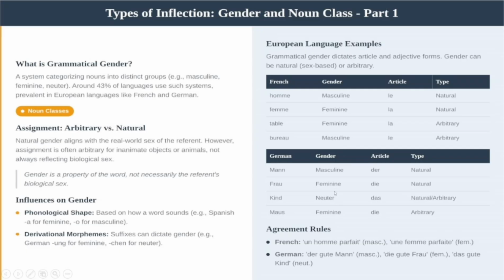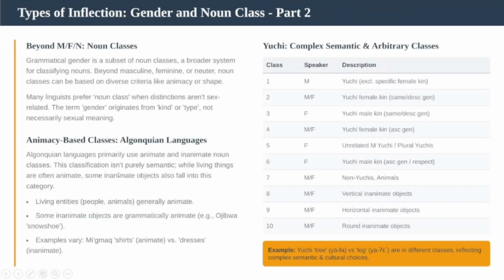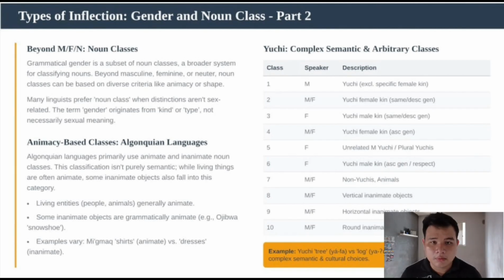You can also see here another example, like in agreement rules. In the French masculine form, it uses homme, which is masculine. In the feminine form, it uses femme, which is feminine. And in German, it is Mann, which means masculine, and it is Frau, which means feminine. Okay, so I think that's pretty much from my part, and we will move to part two, which E1 will be explaining. Thank you so much, everyone.